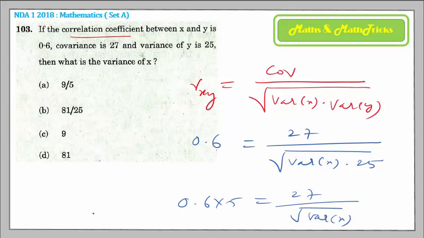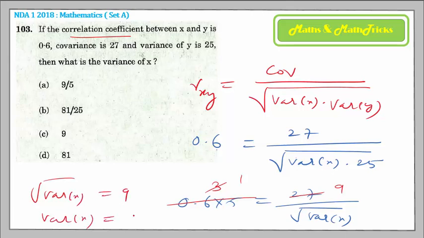So if you handle this, you're going to get, this is 3, right? 3, 1, 3, 9. So root over variance x is equal to 9. On squaring both sides, variance of x becomes 81. And that's the answer, option D for this question.